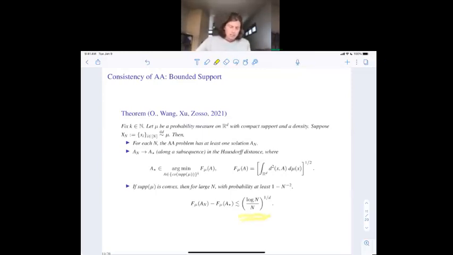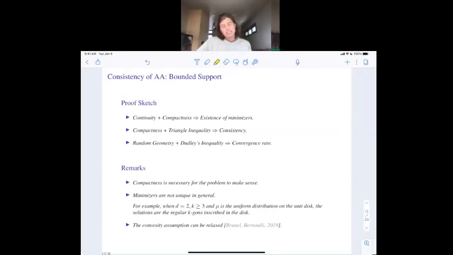I'll comment a little bit later. This assumption that the support of mu is convex can be relaxed a little bit, but I'm stating the simplest case here. There's a more general assumption that can be made, and that's discussed in our paper. Okay, so that's our consistency result when the measure has bounded support, and I'll just comment on the proof. I won't go through this carefully today.